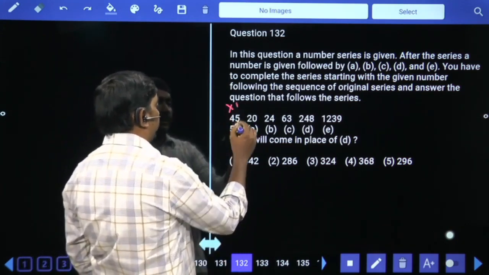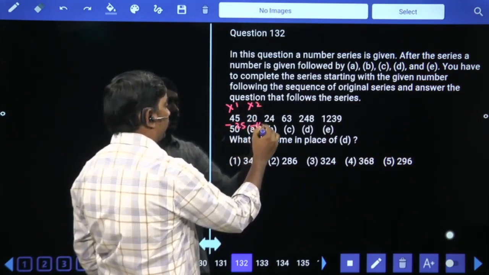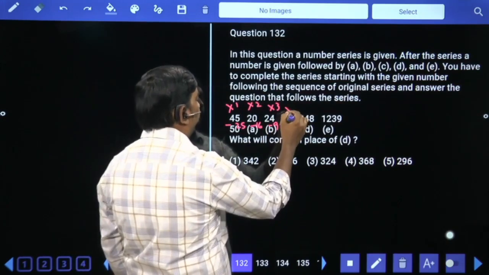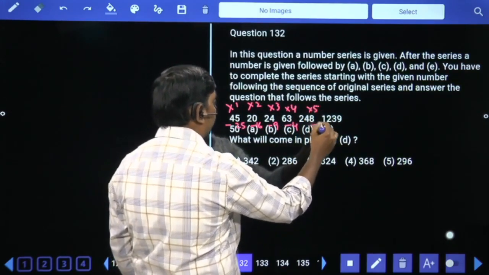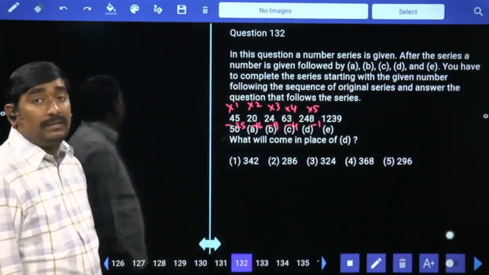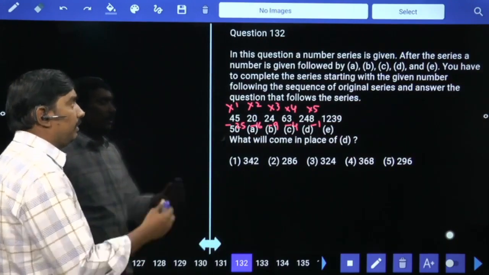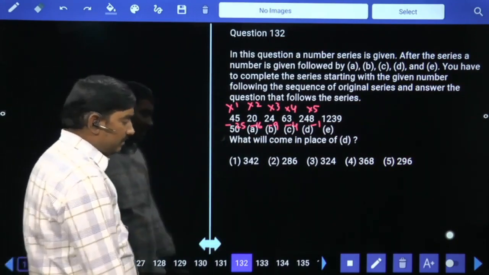Into 1 minus 25, 5 square. Into 2 minus 4 square, 16. Into 3 minus 3 square. Into 4 minus 2 square. Into 5 minus 1 square. Into 1 minus 5 square, into 2 minus 4 square, into 3 minus 3 square, into 4 minus 2 square, into 5 minus 1 square.